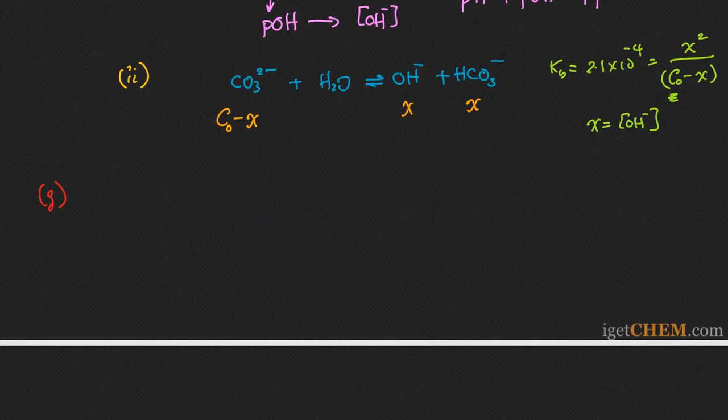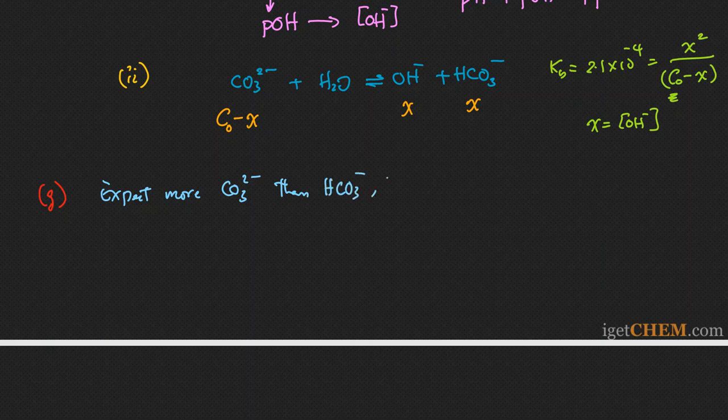So I can write down the answer here. Expect more CO3 minus than HCO3 minus because Kb equals 2.1 times 10 to the minus 4 is a weak base.